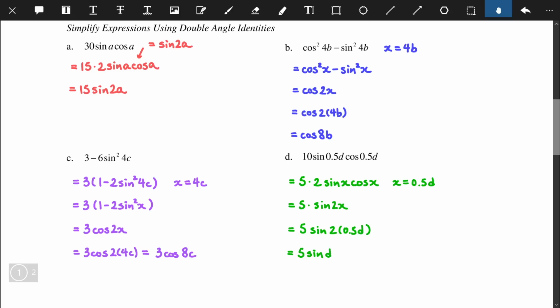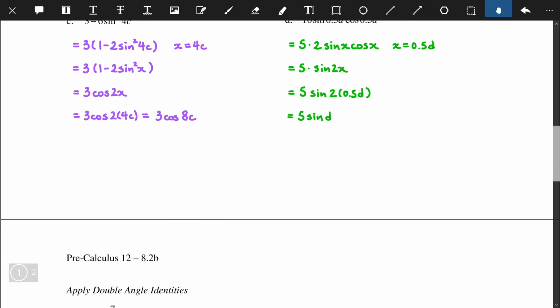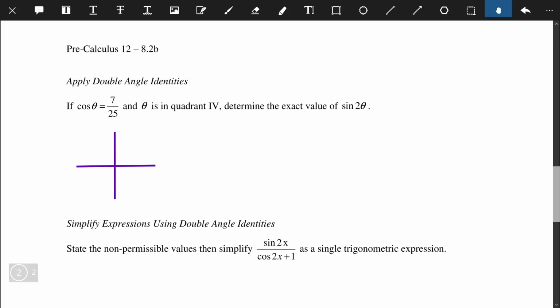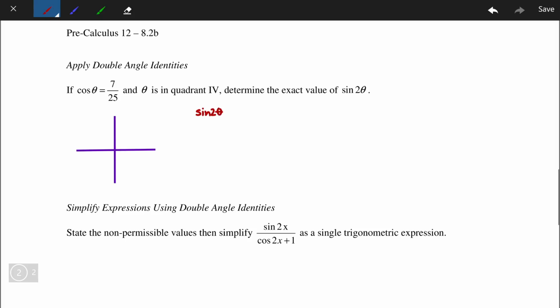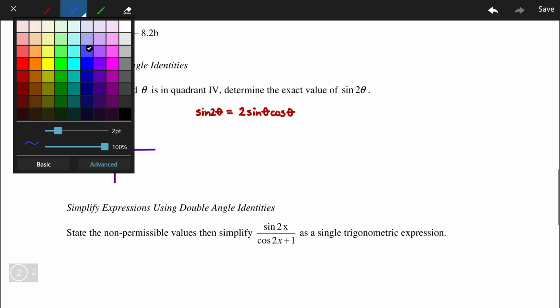So let's move on to the next page, where we have some other types of example that involves the double angle identities. So this next example says, if cosine theta is equal to 7 over 25 and theta is in quadrant 4, determine the exact value of sine 2 theta. So we know in this case that sine 2 theta is equal to 2 sine theta cosine theta. And we already know what cosine theta is. It's 7 over 25. What we don't know is what is sine theta. So we are going to need to find that out.